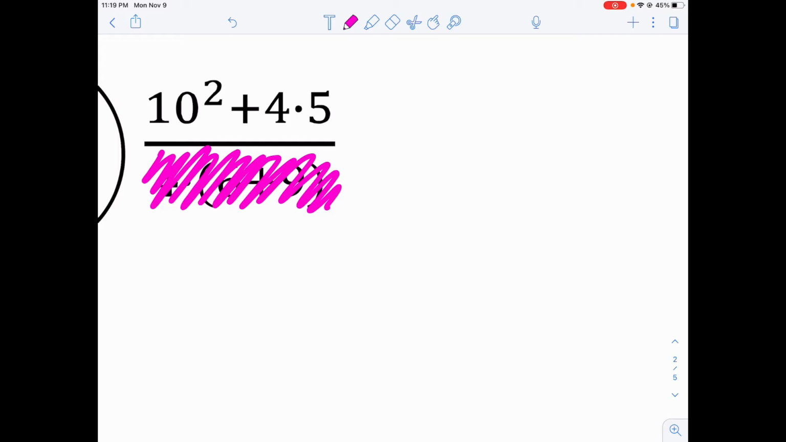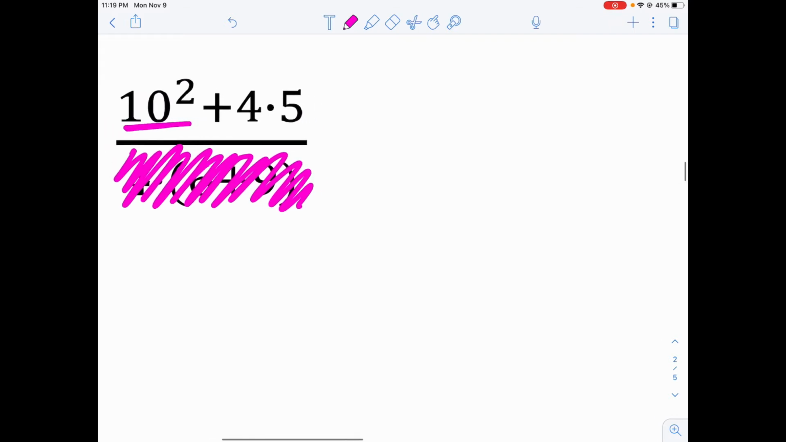First, I see an exponent, addition, and multiplication. Order of operations says that I need to do the exponent first. So 10 to the second power is 100. And notice I'm writing this off to the side because I don't have the room to just continue down like I did above. After I did the 10 squared, I brought over everything I hadn't used, which was the plus and the 4 times 5, so I brought it over next to it.